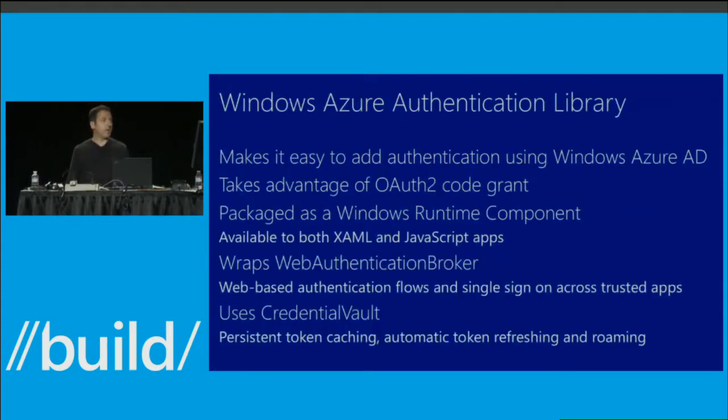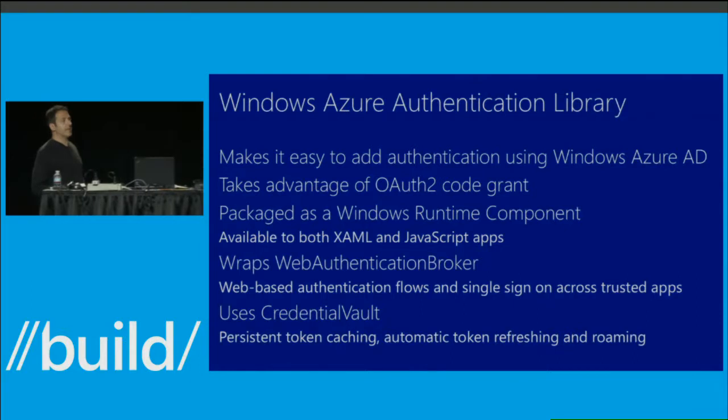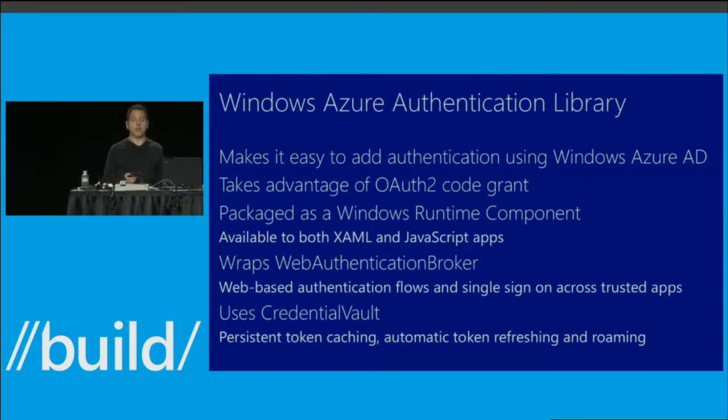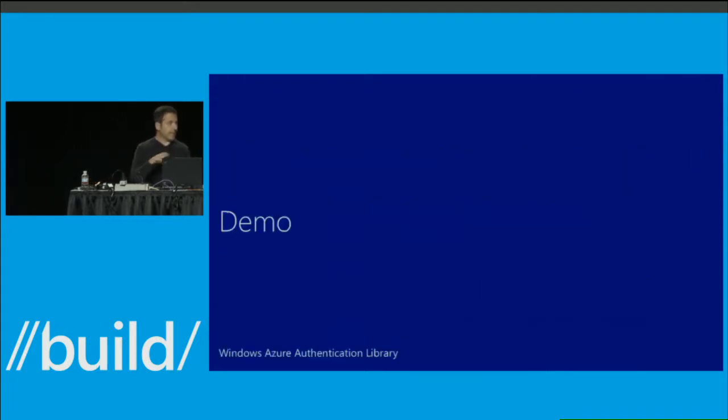But let's talk about something that's new, and that's the Azure Authentication Library that just came out, which makes it easy. It is easy to add authentication using Active Directory, taking advantage of OAuth 2. It's packaged as a Windows runtime component, so you can use it from both XAML and HTML apps. And what it basically does is it wraps the web authentication broker, providing a single sign-on for using Active Directory, and then it caches those credentials using the credential vault. So let's take a quick look at that.